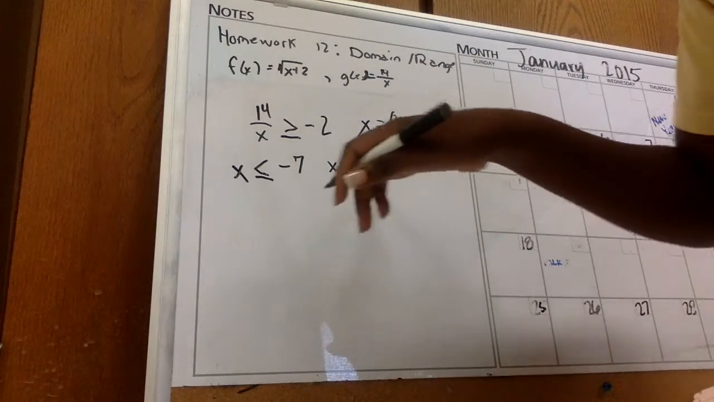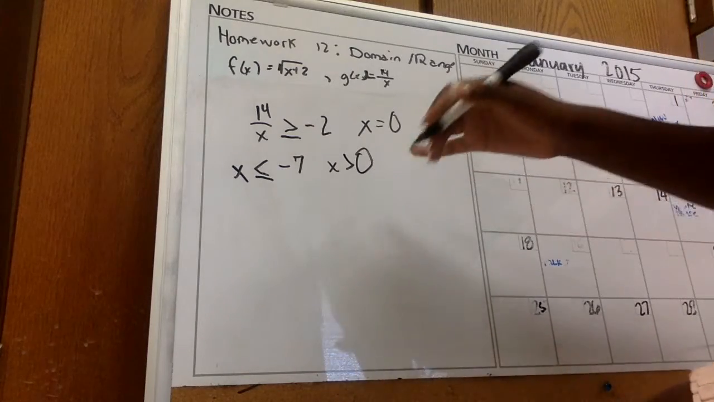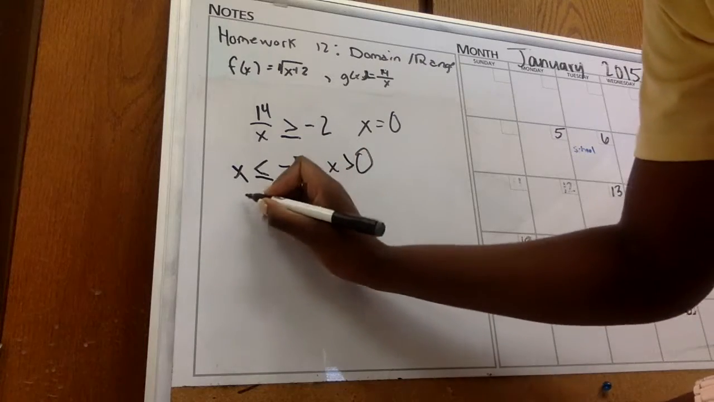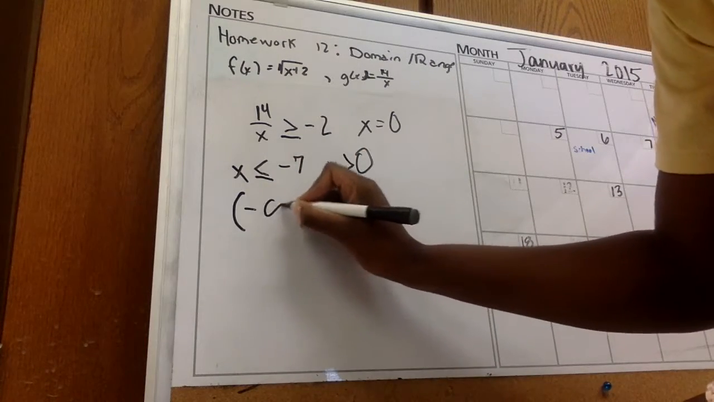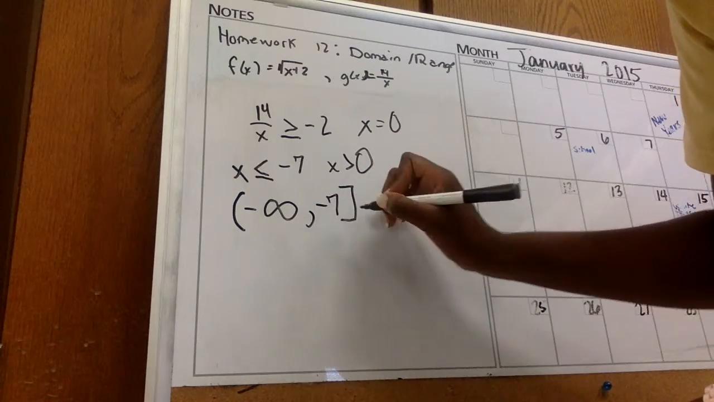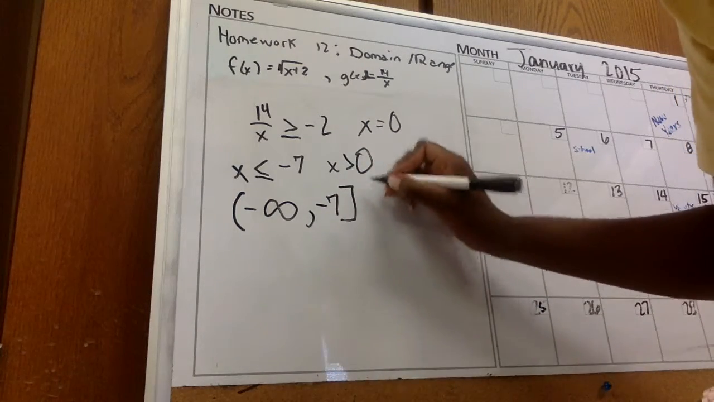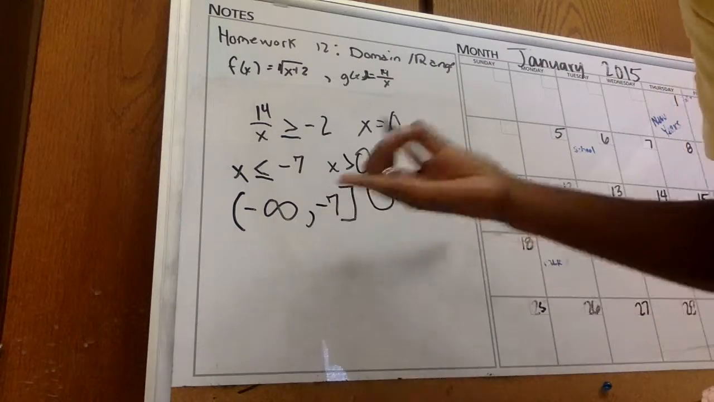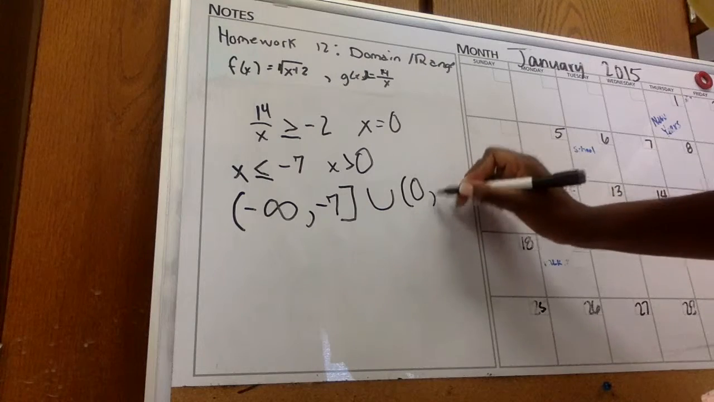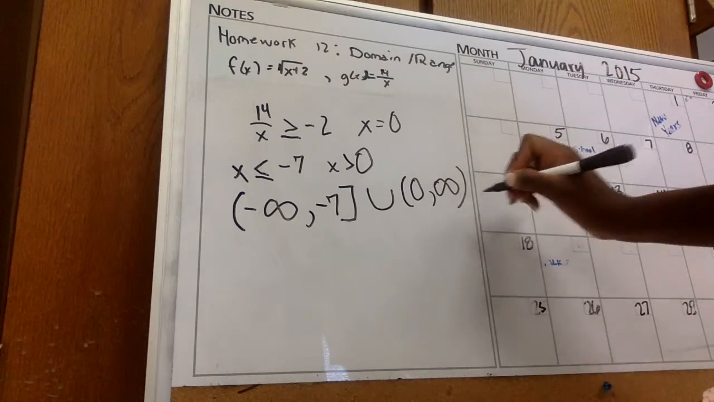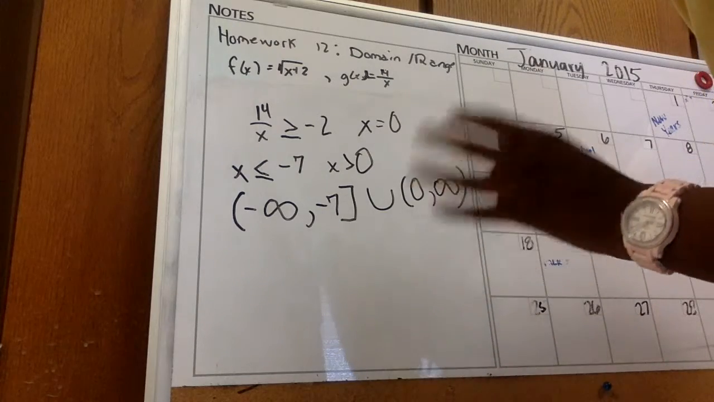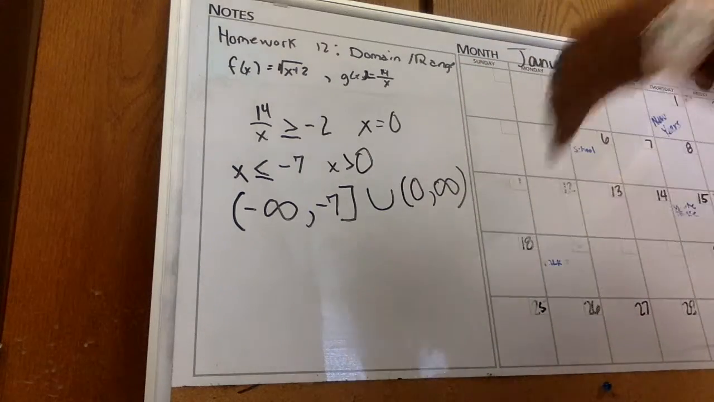Another way you can word this, and probably the best way, would be to put it in interval notation. If you put this in interval notation, it would be negative infinity to -7. We include -7, so that's why we have a bracket here. And then we never include infinity. And then 0 to positive infinity. So this is the domain for f of g.